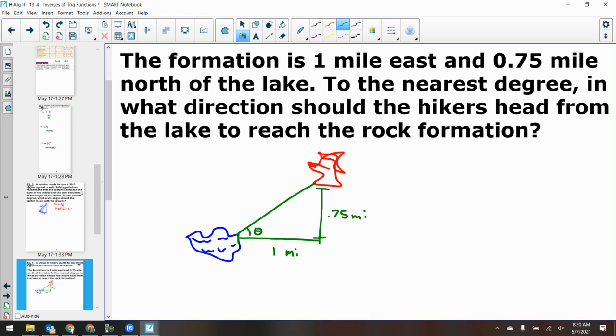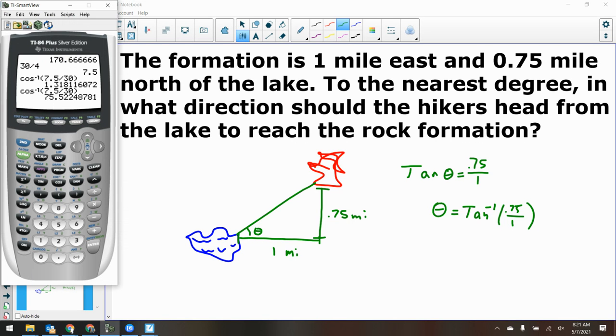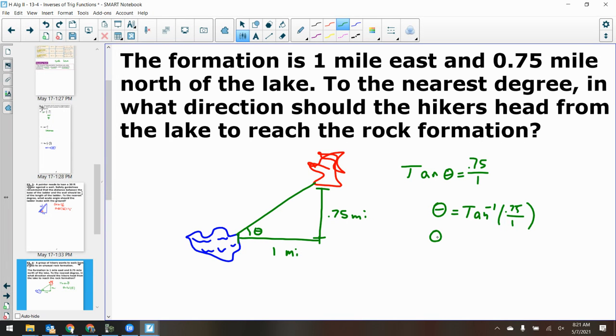To find my theta here, what trig ratio am I going to use? Opposite over adjacent, which is tangent. And I should capitalize this because I only want one output. Tangent theta is 0.75 over 1, opposite over adjacent. So therefore, inverse tangent of 0.75 over 1 is going to get me the angle measure that I want. Inverse tangent of 0.75 over 1, to the nearest degree, is 37 degrees.